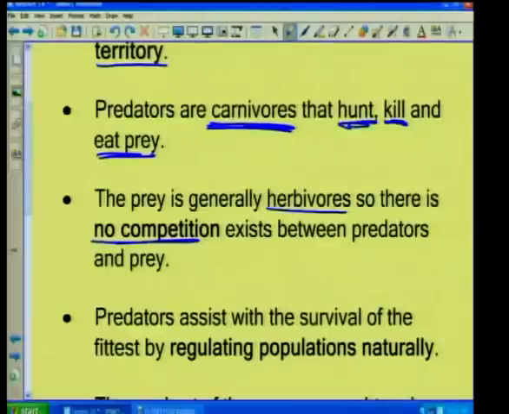If there are really lots of mice, well, the cat can say to his buddies, listen, guys, come here. Come check out here. We've got lots and lots of mice here. We've got food for the next 5 years. Okay? So there is never any competition between the prey and the predator.